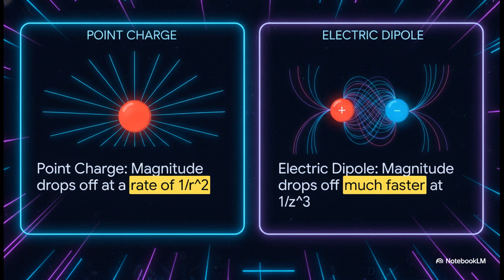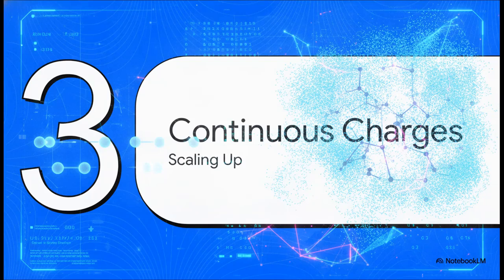Because you've got a positive charge pushing outward and a negative charge pulling inward, if you step back and look at them from a distance, they almost look like they occupy the exact same space. They almost completely cancel each other out. But not quite. Because of this near cancellation, the field's magnitude drops off so much faster, at a rate of 1/r³.